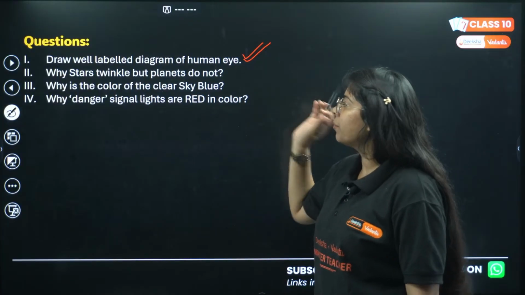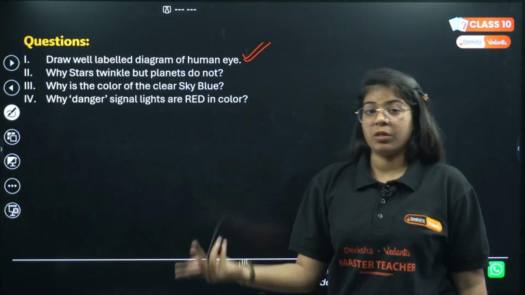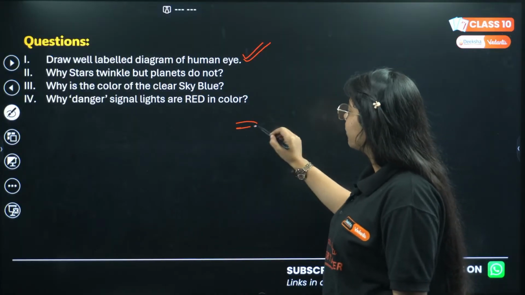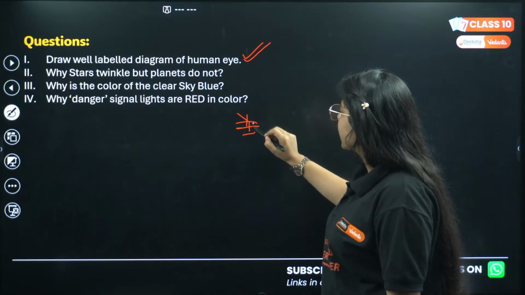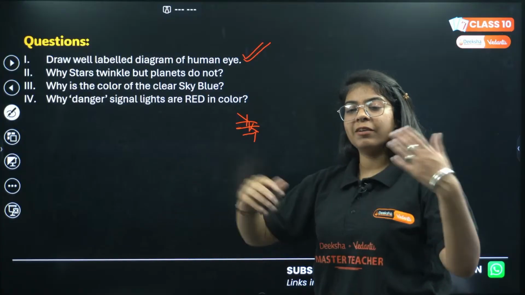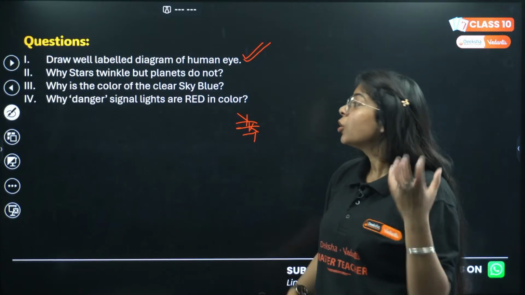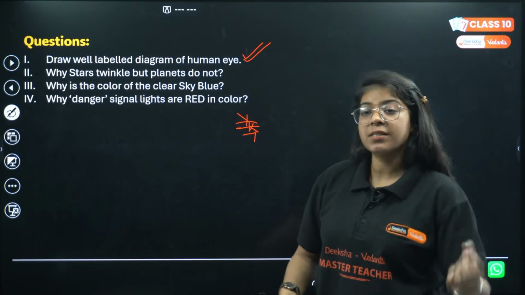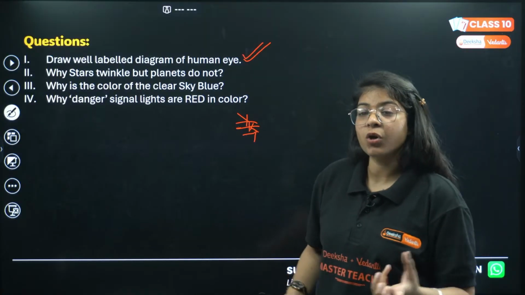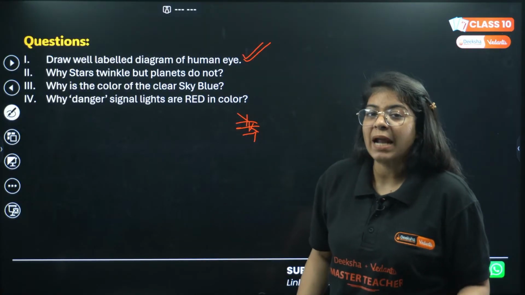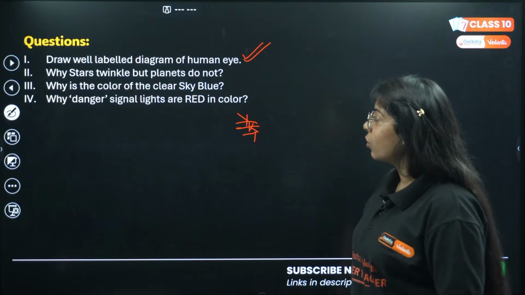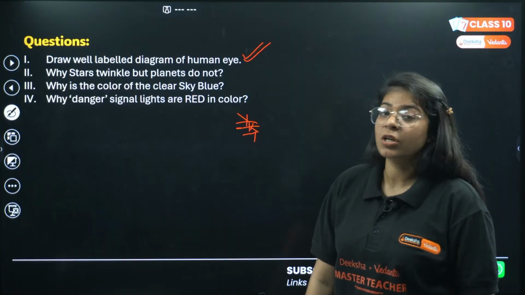Why do stars twinkle but planets do not? That is due to atmospheric refraction, where we have different layers, and in each layer the light is getting refracted towards the normal or away from the normal. So we see twinkling of stars, and stars act as a point object, but planets do not. So the average light from the planet cancels out, and we do not see planets twinkling.